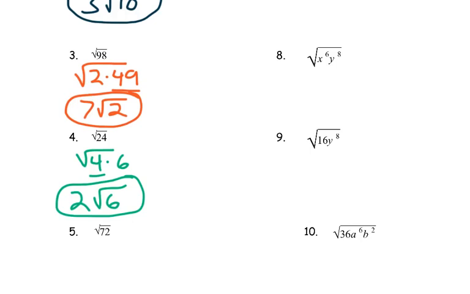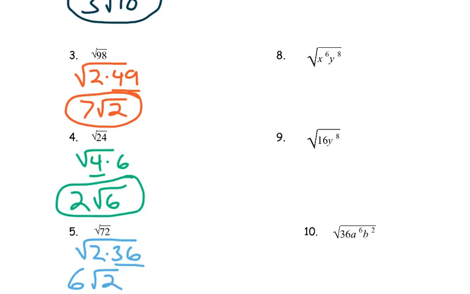And finally, the last one, 72. Well, 72, I can break that down quickly into 2 times 36. I just love my factors. So which one of those is a perfect square? Obviously 36 is. Square root of 36 is 6. That is 6 times the square root of 2. So that takes care of the first column where we don't involve variables.